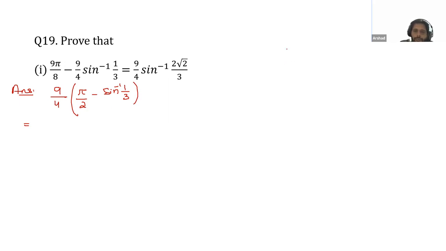Noma, can you tell me the next step? Okay. Please tell me this property, Noma. What is sine inverse x plus cos inverse x? We have done this property some days back. Pi by 2. Very good. This is pi by 2. So, cos inverse x can be written as pi by 2 minus sine inverse x. Okay. So pi by 2 minus sine inverse x is equal to cos inverse x. So, you can write this property here.